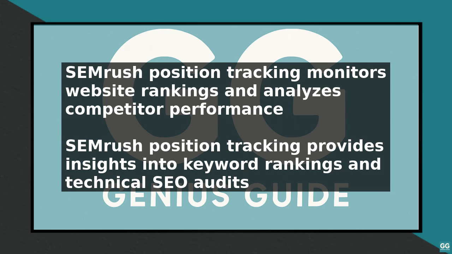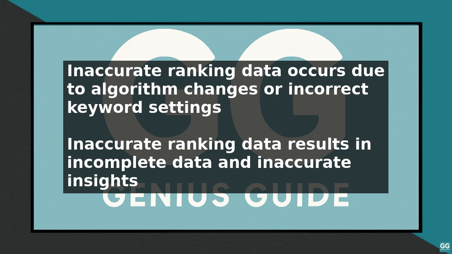to overcome them. Understanding position tracking. Position tracking in Semrush refers to the process of monitoring the ranking of a website or a specific keyword on search engines like Google. The tool provides insights into keyword rankings, competitor analysis, and technical SEO audits. To get the most out of position tracking, it is essential to set up the tool correctly and understand its limitations.